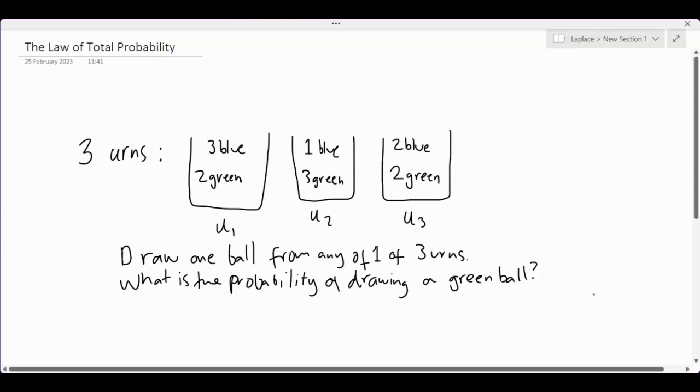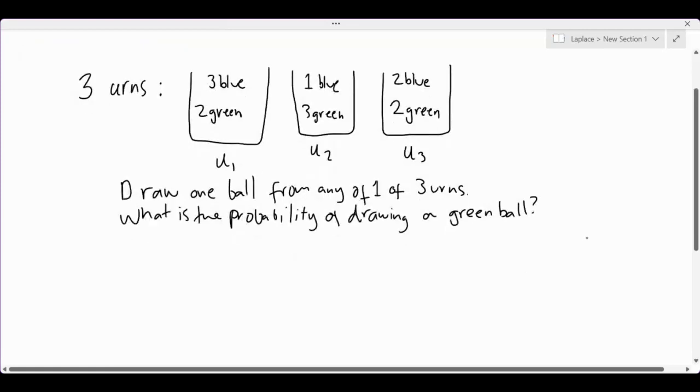To start our discussion, suppose we have three urns, namely urn 1 containing 3 blue balls and 2 green balls, urn 2 which contains 1 blue ball and 3 green balls, and urn 3 containing 2 blue balls and 2 green balls. Now the activity is to draw one ball randomly from any one of the three urns. So what is the probability of drawing a green ball?